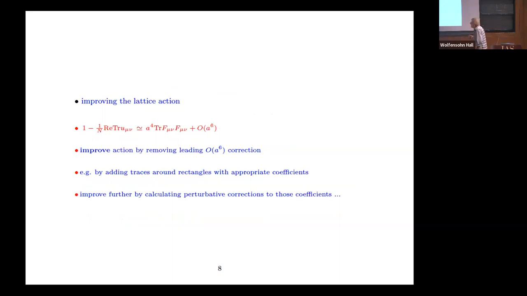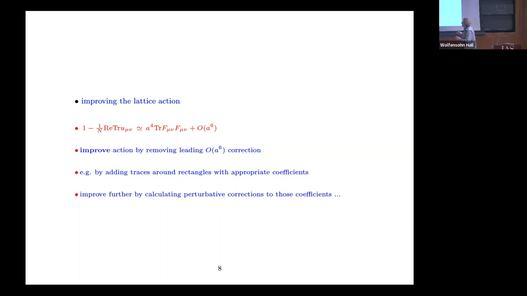So those of you who've occasionally heard about the lattice will possibly have heard people talking of improved lattice actions. Here's a simple example, just so you see at least one route that one can follow. We just said that this operator here on the lattice gives you a to the fourth trace F_{μν} squared plus order a to the sixth. Now, if you want a faster approach to the continuum limit, you might think that could be achieved by getting rid of this first correction. You could do that by adding new loops, not just the plaquette, but rectangles to the action and give them coefficients so that the leading term is still this, but there is a cancellation of the next term. That can be done.